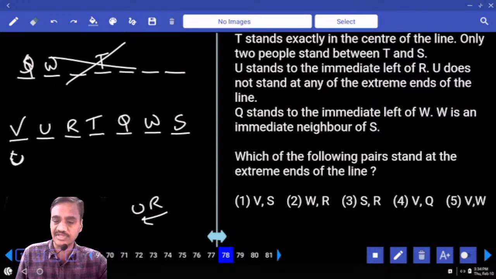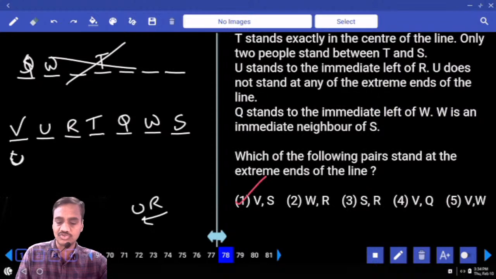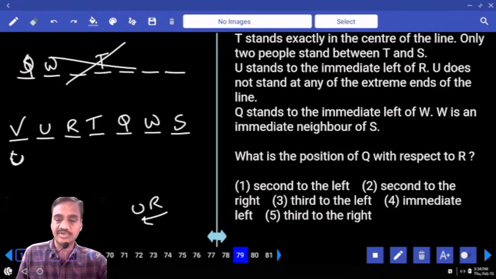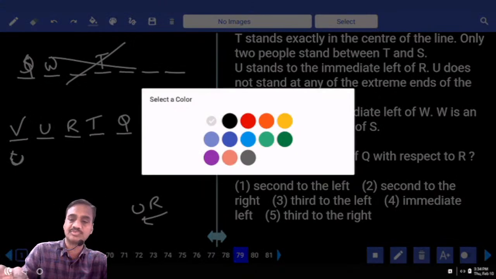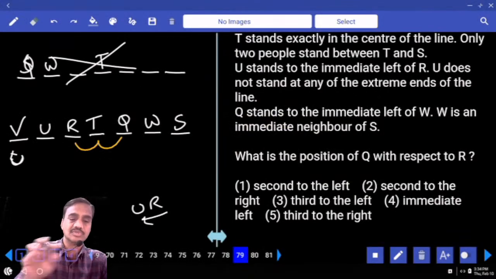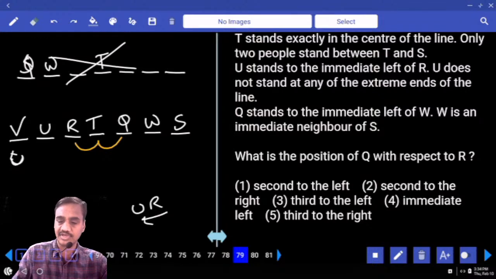Which of the following pair stands at the extreme ends of the line? Extreme ends of the line, who are those two people? V and S, so choice 1, 78. And 79, what is the position of Q with respect to R? Now Q with respect to R, tell me here 1 and 2, second to the right. Now second to the right, that is given in choice 2, question number 79.